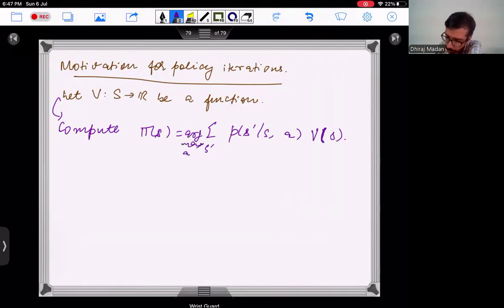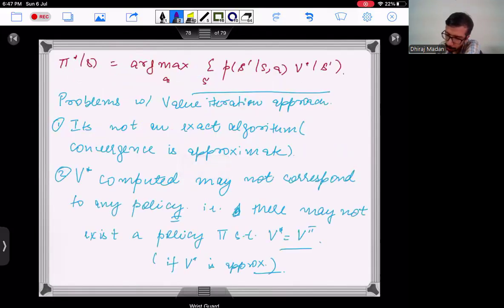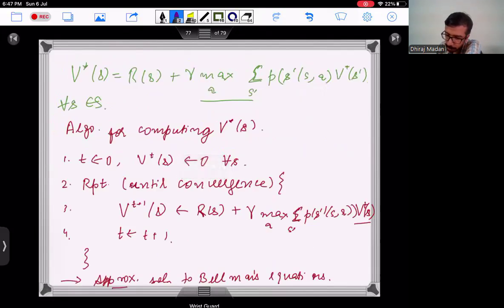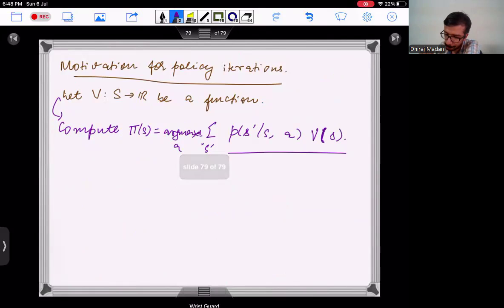Let's pick the argmax over a of the sum over s prime of P of s prime given s, a times V of s prime. We saw that if V star is an optimal value function, then the optimal policy will be given by argmax over a of the sum over s prime of P(s' | s, a) V star(s'). Why is it so? Because optimal value functions satisfy this, and hence the policy must pick the action which maximizes this expected value of the next state. So that's what we should be doing.